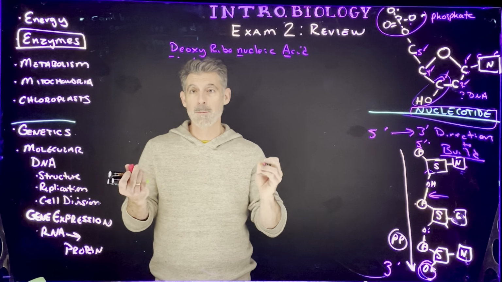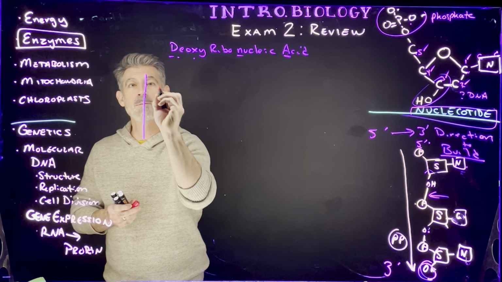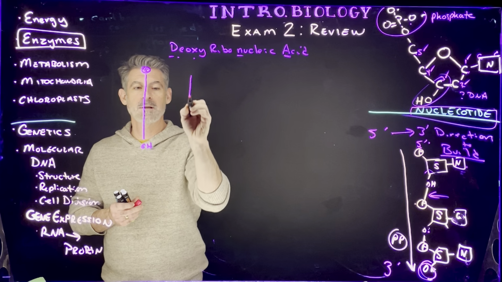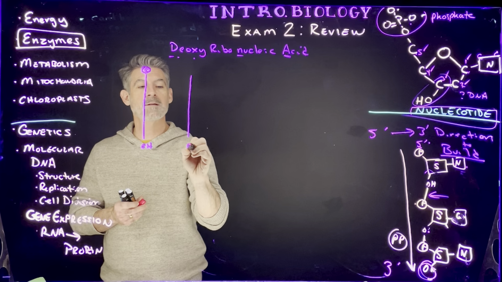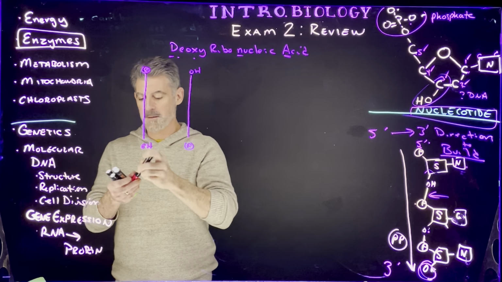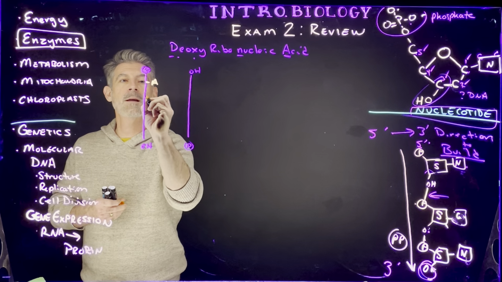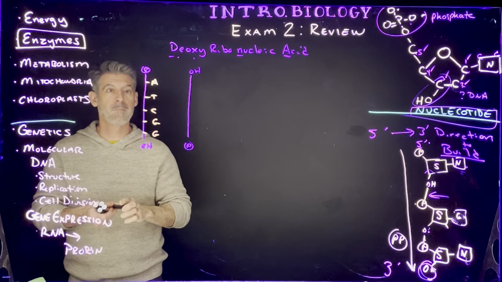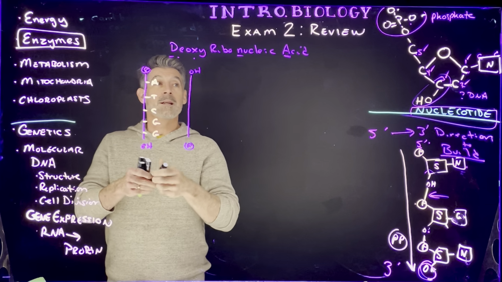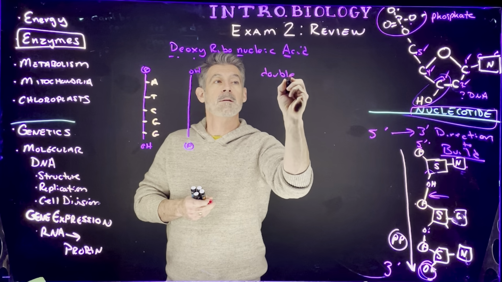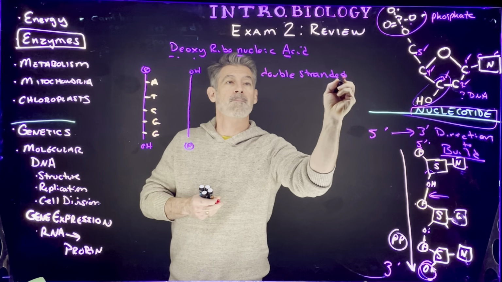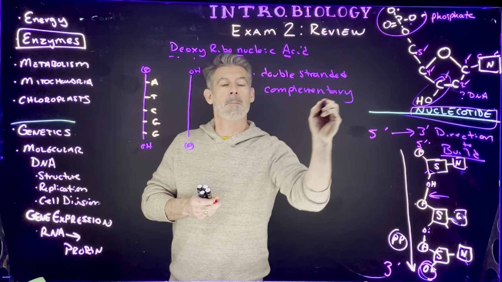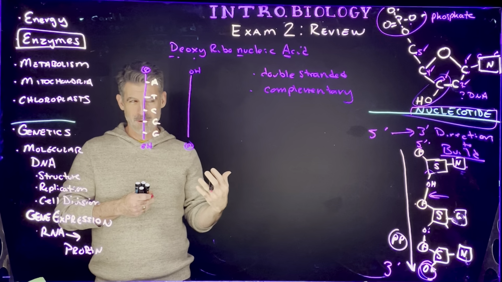Now, DNA is also double-stranded. So now we're going to simplify this even more and put, say, a phosphate up here and an OH down there. Second strand over here. And the way I'm going to do this, you're going to see it's going to be flipped. So I have A, T, C, G, G. I'll do two G's like that. DNA is double-stranded. The strands are complementary to one another.